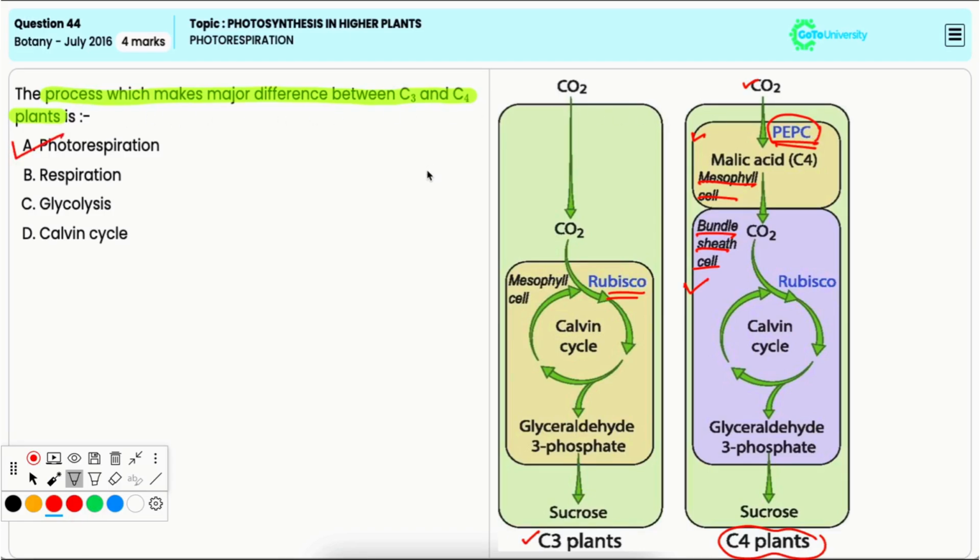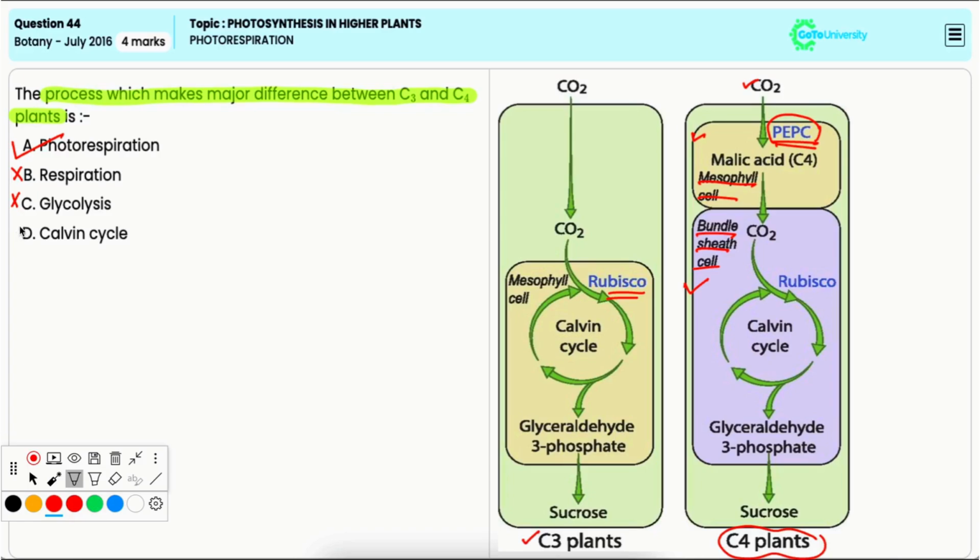Option B, respiration. It is incorrect because it is a universal process occurring in all living cells, including C3 and C4 plants. Option C, glycolysis. It is also incorrect because it is also a common metabolic pathway for glucose breakdown in all organisms.